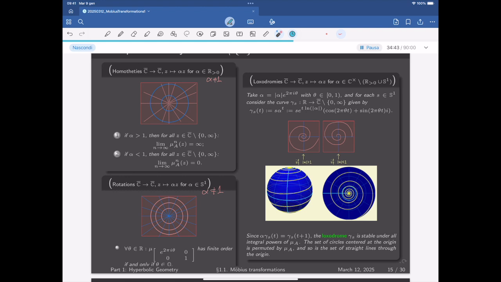But you can also change, and still take the family of loxodromes, and now instead of the circles centered at the origin, take the straight lines passing through the origin, which are the circles in C bar passing through the origin and infinity. And again, the loxodromes and this other family have the same property, that the angle between any two is always the same, is constant. And this other family is also permuted.